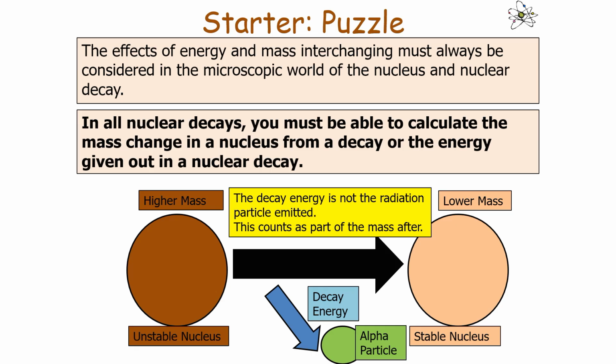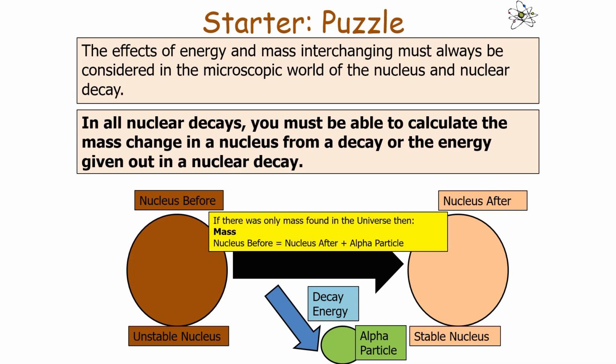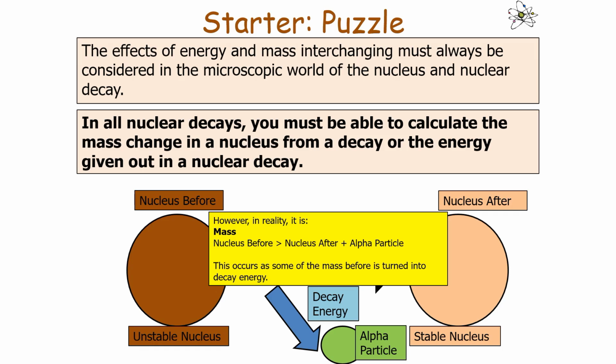Now it's important to note that the decay energy is not the radiation particle emitted. This will count as the mass afterwards. It's literally the energy of the emission as well. So if there was only mass found in the universe, we would say that the nucleus before would equal the nucleus after plus the alpha particle in this particular example. However, in reality, the nucleus before has a greater mass than the nucleus after and the alpha particle afterwards, because some of the mass before has turned into decay energy.